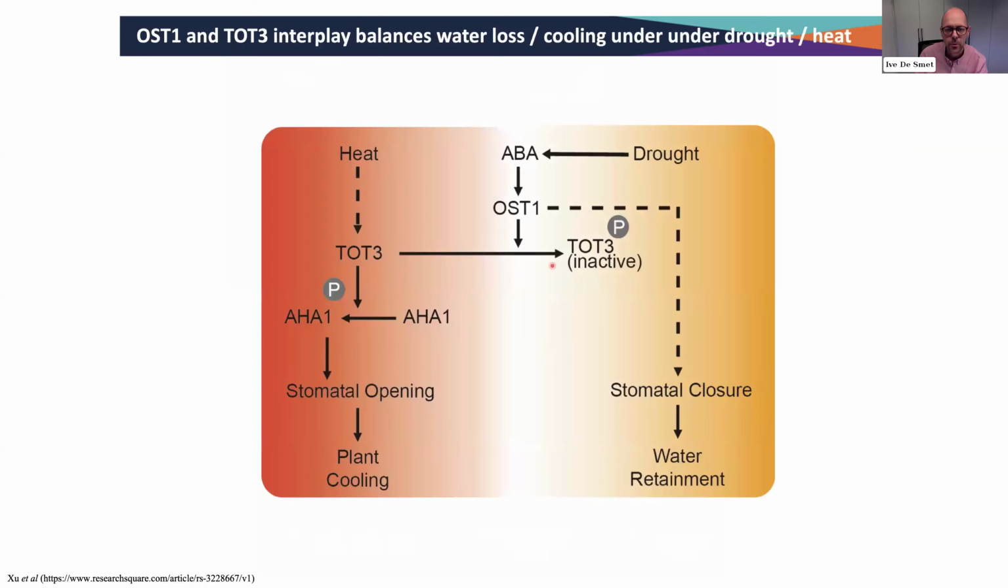So this leads to the following model: under high temperature, TOT3 activates the proton pump, which leads to stomatal opening and plant cooling. However, when this coincides with drought, and this also very much depends on the intensity of the drought signal, there's a production of ABA, which activates the OST1 SNRK kinase, which leads to phosphorylation of TOT3 and subsequent inactivation of the TOT3 protein, which shuts down this particular pathway and allows stomatal closure, retaining water instead of losing water through open stomata.